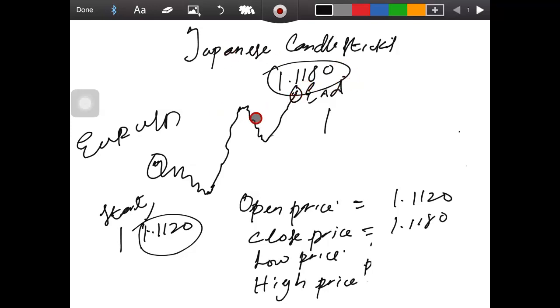Now you realize that after it started, the price initially went down and made a low before coming back up, and you can see that the low is lower than the initial starting point. So that low, you can see we had a low price of 1.1100. Let's change this a bit. I want the high to be higher than the end point. So let's do this.